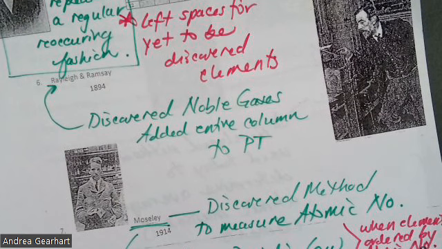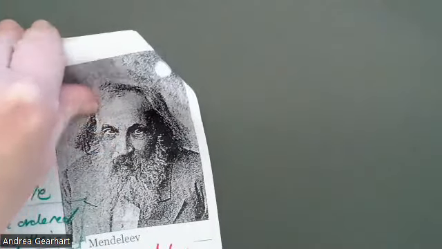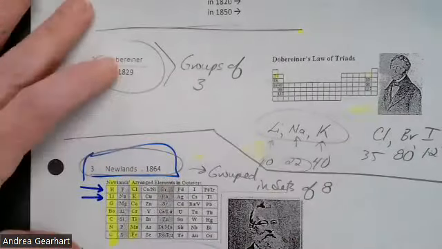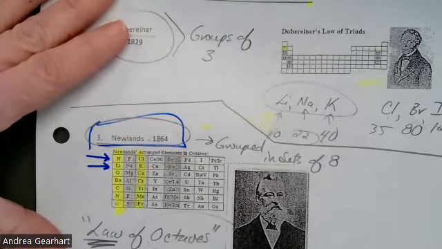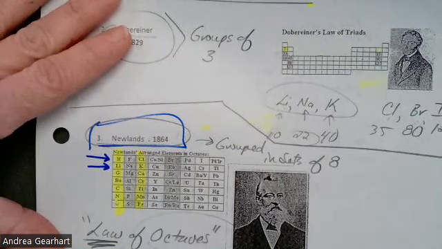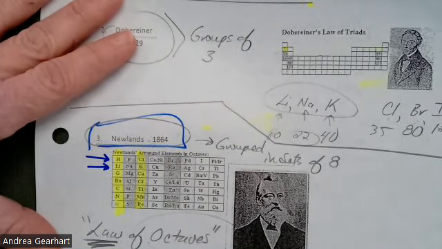Dobereiner grouped in threes. So we want to just know, in general, what the guys did. Newlands had the law of octaves. He put them in eighths, and when he stacked them on top of each other, the columns had similar properties. That was a really good step forward.